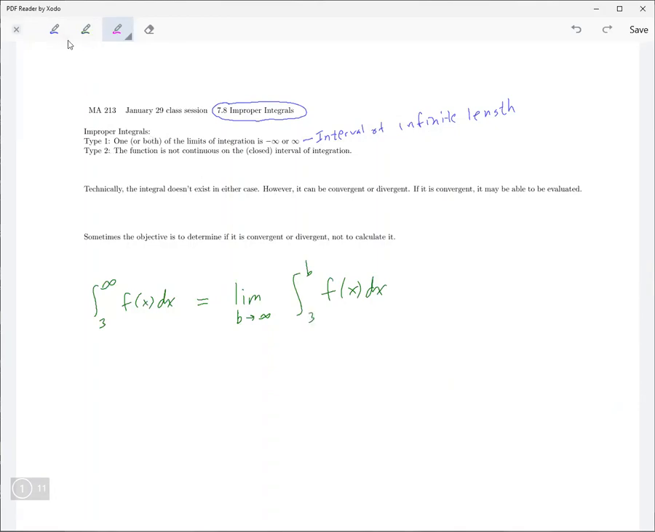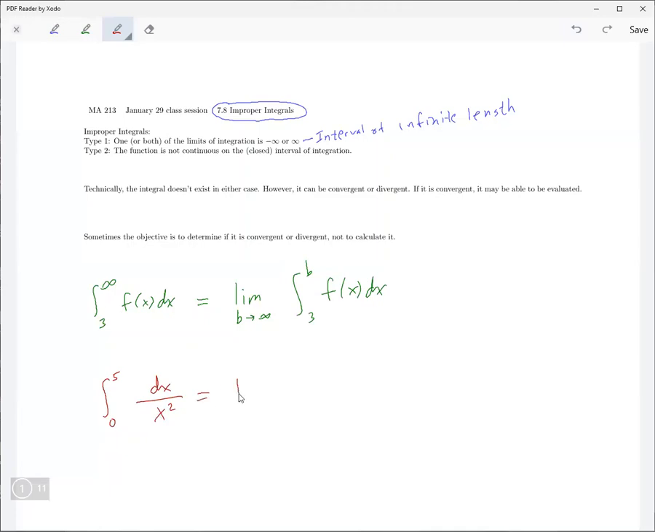The other one, type 2, would be a function that's not continuous on the closed interval of integration. An example of that would be integrating from 0 to 5 dx over x minus 5. Or let's just say dx over x squared. Here the lower endpoint is a problem because when you plug the 0 in, the denominator is 0.